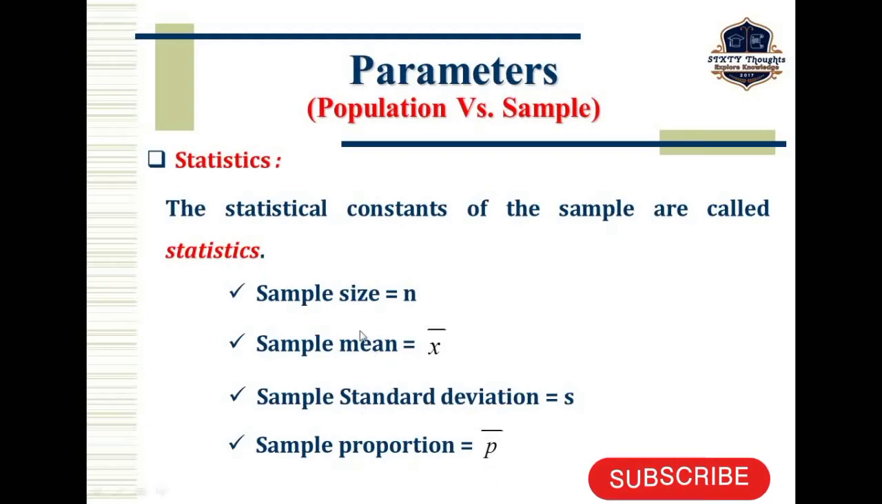Okay. So these are called population parameters and sample statistics. Okay.